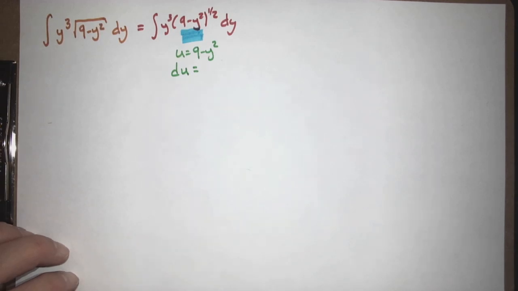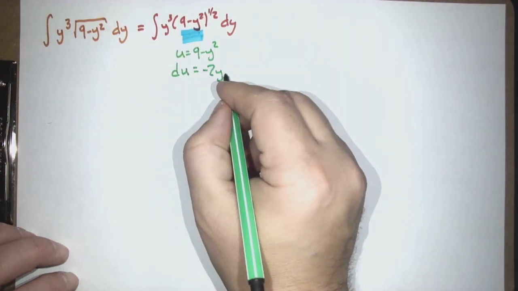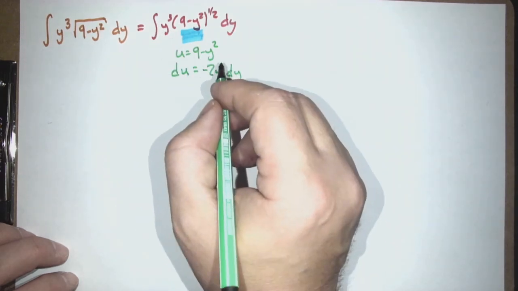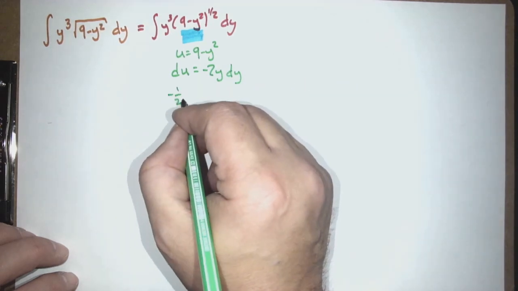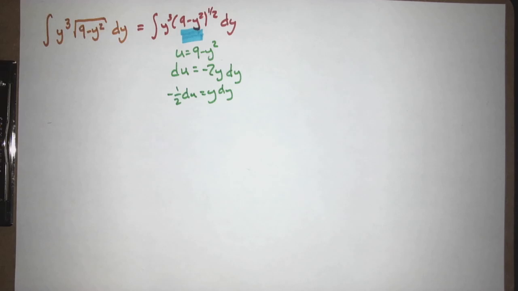Sorry, what? Somewhere. Almost 2i. Negative 2i. Very good. And dy. Okay, now there's not a 2, no problem. We can write this as minus 1/2 du is y dy. Okay, so are we good to go?